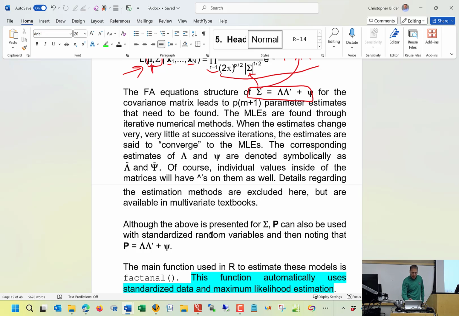So when you find these maximum likelihood estimates, meaning that for successive iterations the lambdas and the psis are very similar to one another, the numerical iterative procedure has what's called converged. It has come to a point where things don't change anymore. If you keep on doing these iterations, these parameters are not going to change. You have reached convergence. In factor analysis, you are not guaranteed to actually reach convergence.